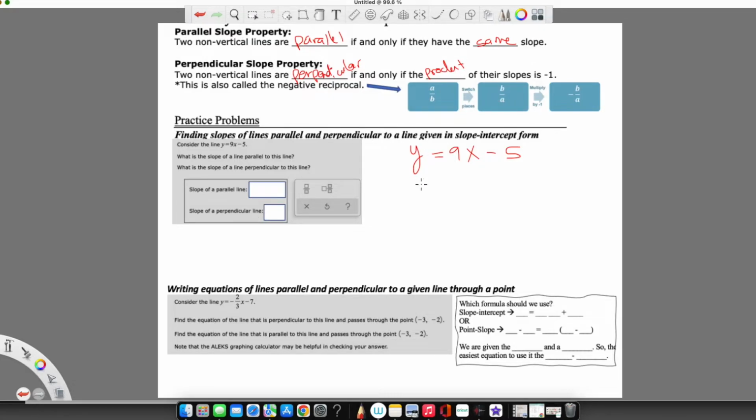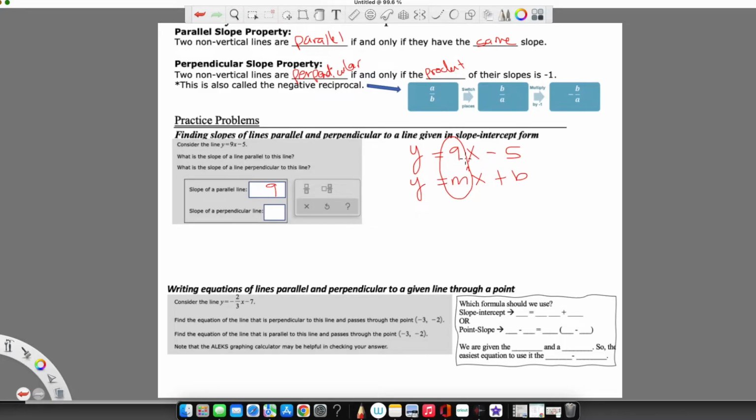So remember, this is y equals mx plus b. This is our slope-intercept form. And so m is our slope. So right away, I already know what the slope of this line is. It's 9, which would really be 9 over 1 if we were graphing it. But since we're just identifying the number, it's just 9. So if it's a parallel line, it needs to have the exact same slope. So the slope is going to be 9.